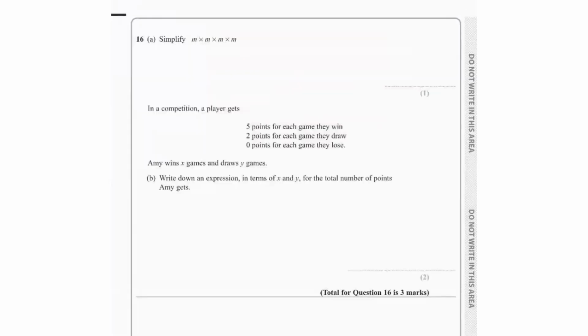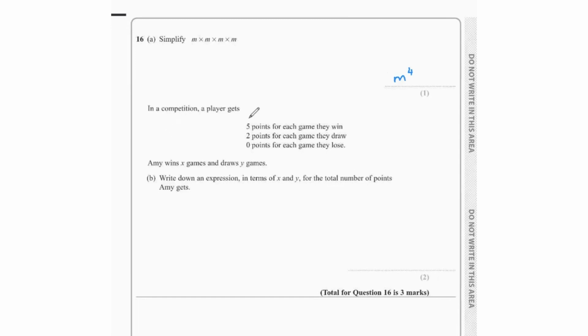Question 16 says simplify m times m times m times m. So when we're multiplying variables, what changes is the power, not the coefficient, especially when the variable doesn't have a coefficient greater than 1. So m times m times m times m is m to the power of 4, not 4m. You will get 4m if you add the m's. So if you're adding m 4 times, then the answer is 4m.